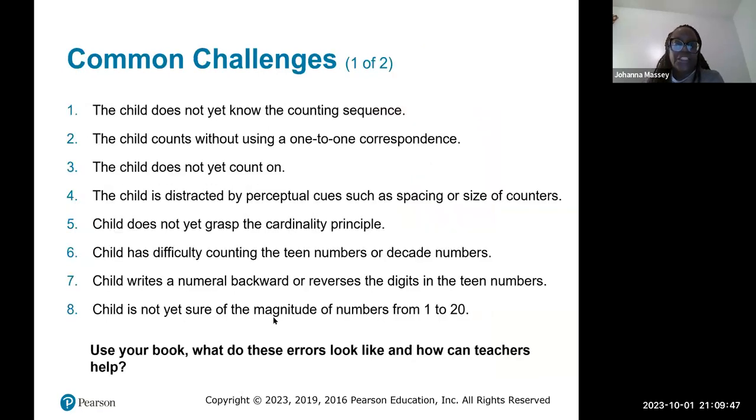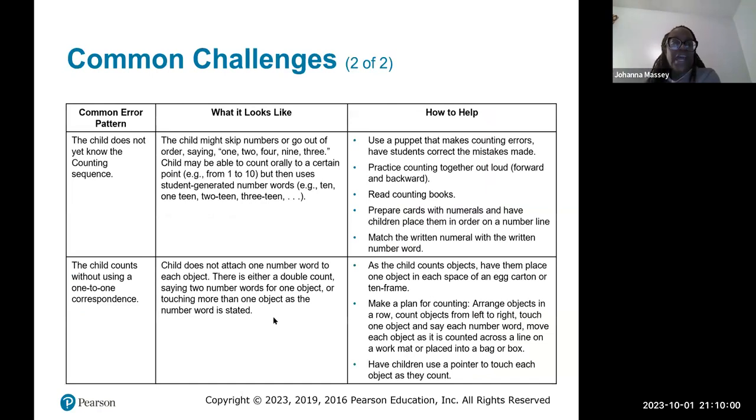Here are some common challenges. And in the book, they talk about what it looks like, and what to do as a teacher. I'm going to go over the first one. The child does not yet know the counting sequence.